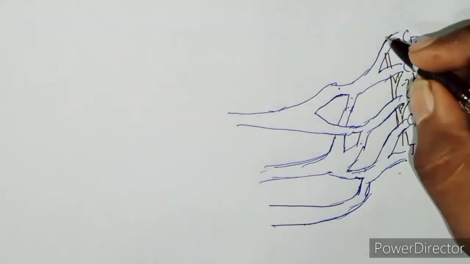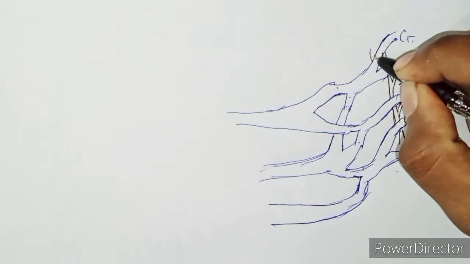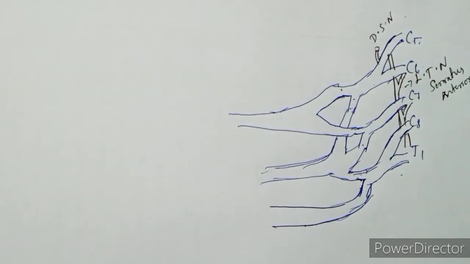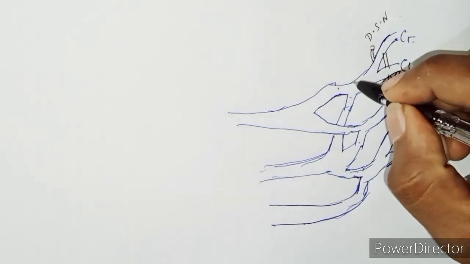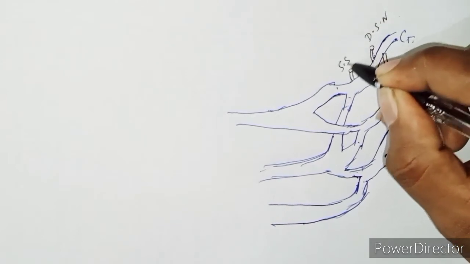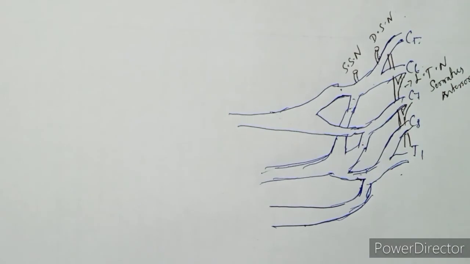Next, at the level of the C5 root, we have another nerve called the dorsal scapular nerve. This is going to supply the rhomboid muscles and the levator scapulae. Then at the level of the upper trunk, we have another nerve emerging here, called the suprascapular nerve, that is going to supply supraspinatus and infraspinatus. The infraspinatus helps in lateral rotation of the arm.